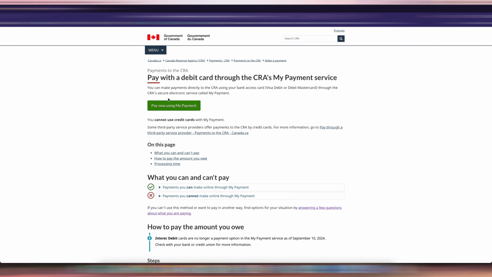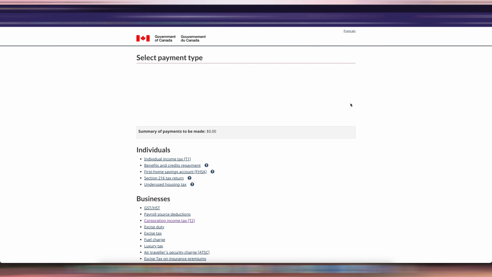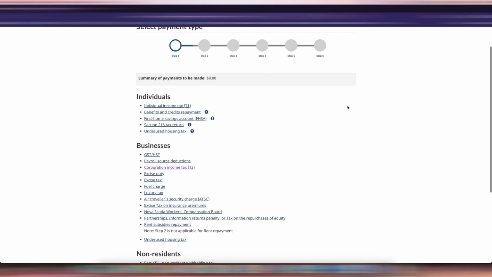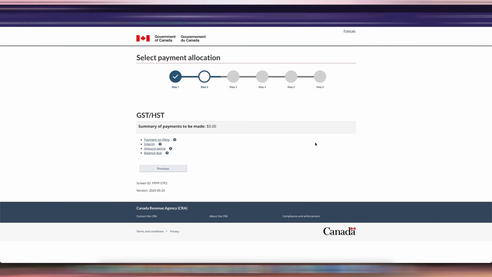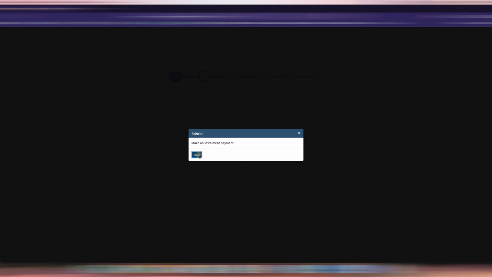All right. So pay now using My Payment. And then what you're going to do is obviously we're going to do GST, HST. And then it would be interim. People ask me all the time, oh my gosh, which one of these? It would be interim. So if you're confused, just click the question mark, make an installment payment.